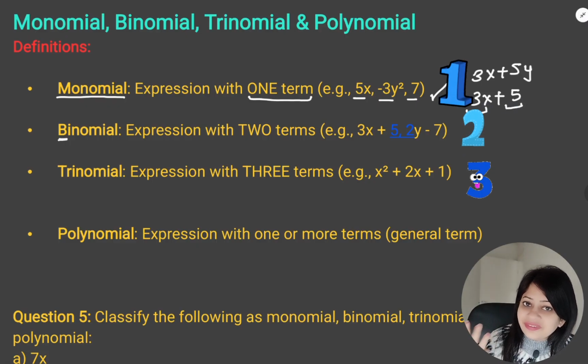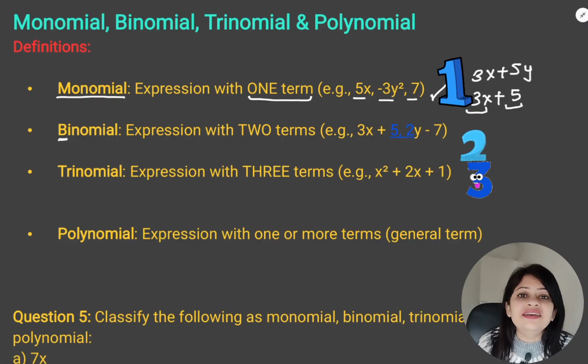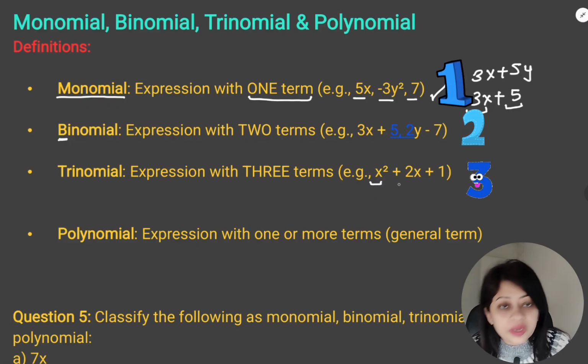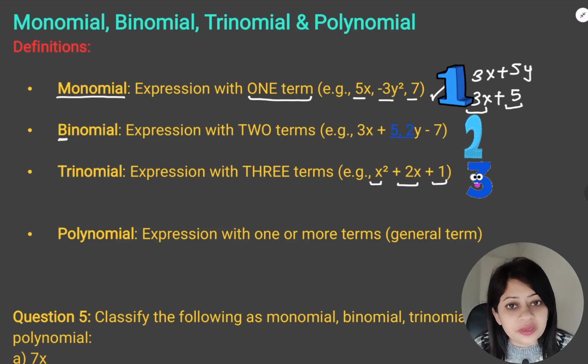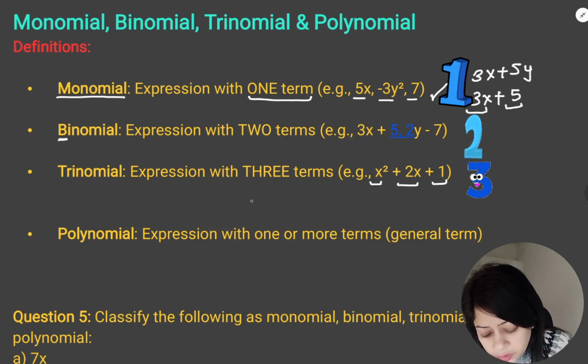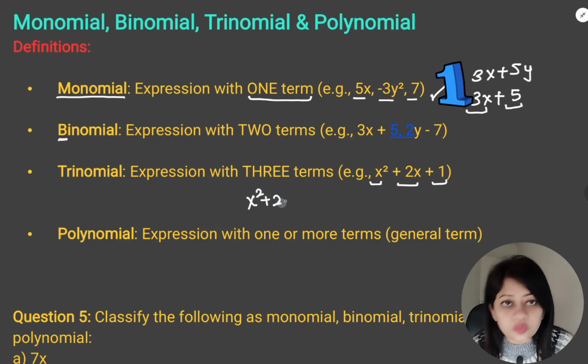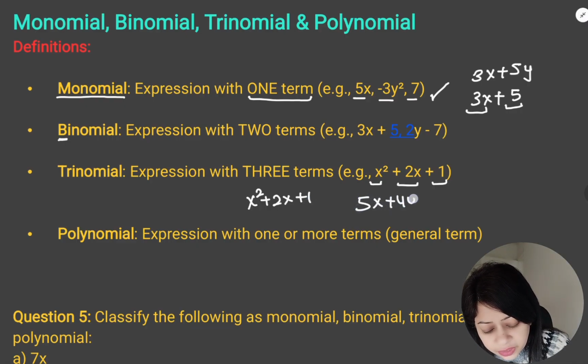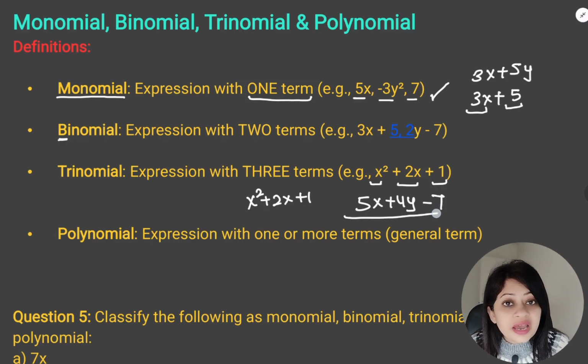When it has three terms, then it is a, yes, trinomial. X square plus 2x plus 1. This is a trinomial. Okay. Or 5x plus 4y minus 7. It is also a trinomial.